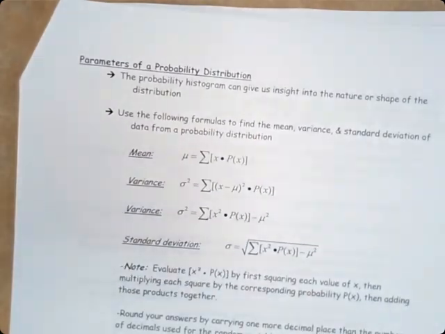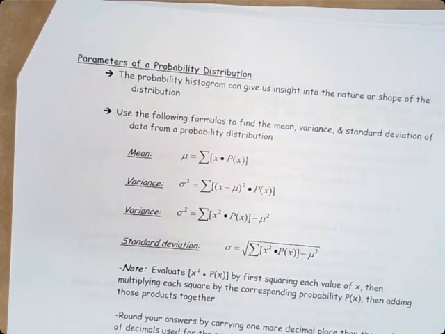Let's finish the 5.1 notes. So we are going to start talking about the different parameters for the probability distribution. A probability distribution can give us insight into the nature or shape of the distribution.